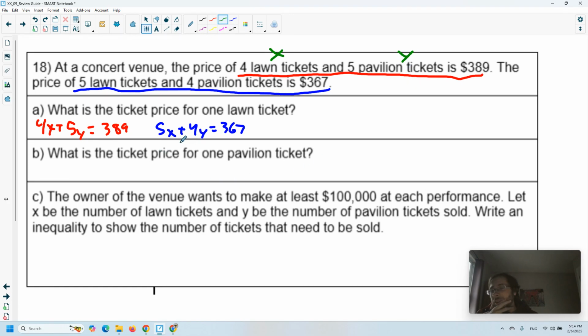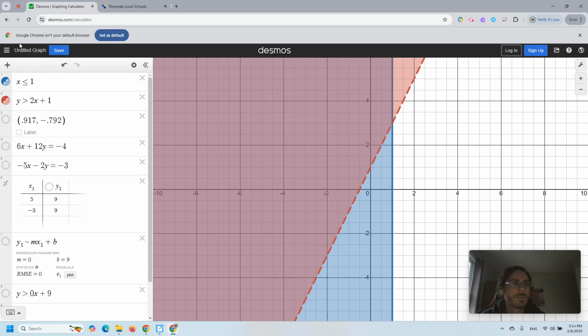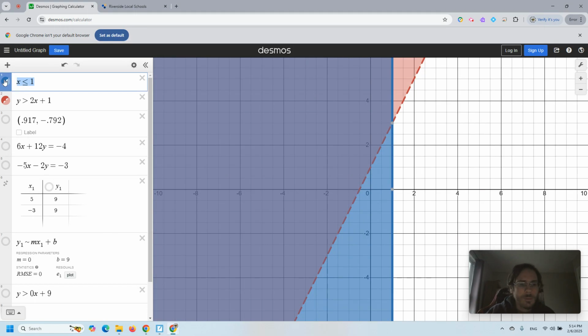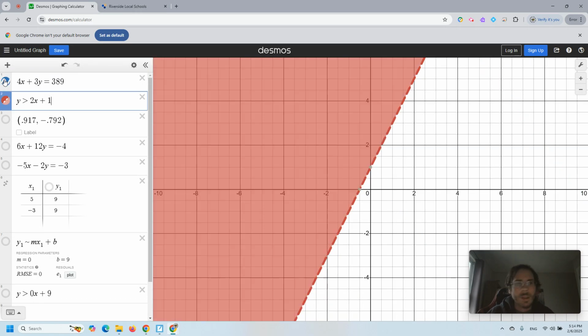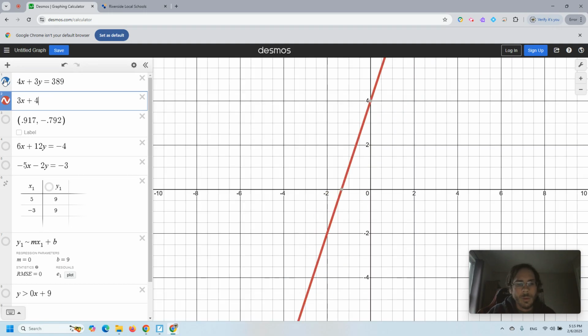All right, so we don't have a lot of space. I'm guessing the intention is to just graph it and get the answer, so I'm going to go ahead and do that. So 4x plus 5y equals 389. And this one was 5x plus 4y equals, was it 387? Probably not, but we'll double check. 367.